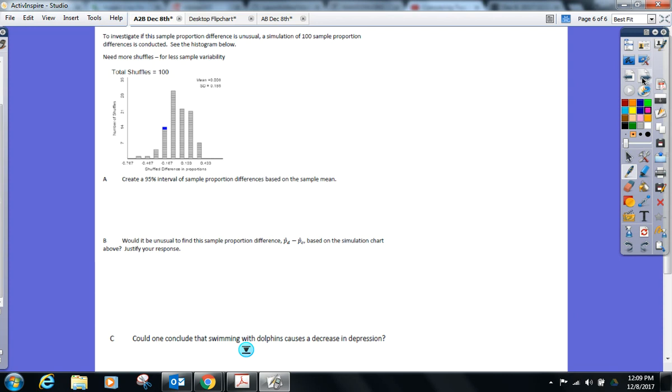So it must have been because of what then? If it wasn't by random chance, the treatment actually worked. The Dolphins actually worked. See how we just concluded that? All right, so that's what we're going to be doing here when we see if treatment works or not.